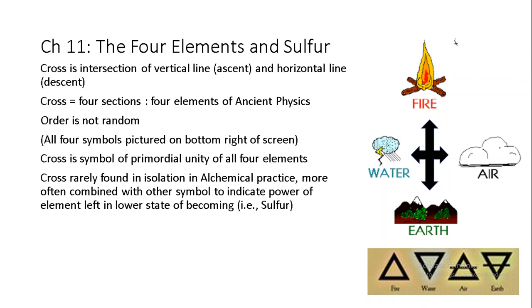We're now able, then, to see that the cross really is just the symbol of the primordial unity of all four elements, or, as Evola says himself, the underlying substratum and principle of life. It bears mentioning, though, that in alchemical practice, the sign of the cross is rarely encountered in isolation, more often being combined with other symbols in order to express powers that stand over the four elements, as Evola says himself, such as in the great example of sulfur. Sulfur is a power of fire, but one which is still left in that impure, lower state of naturalistic becoming.